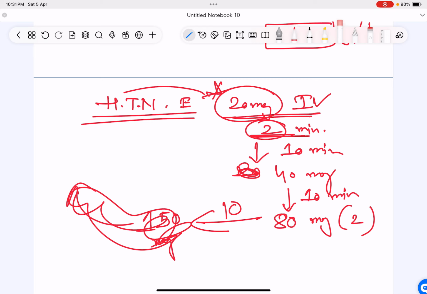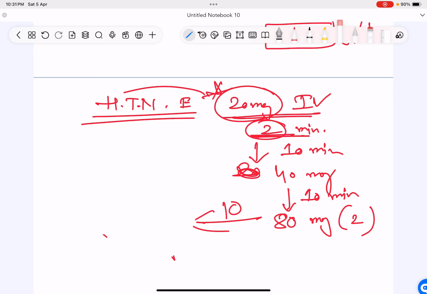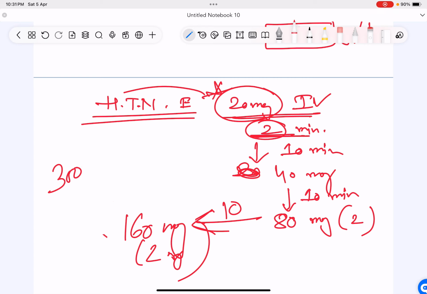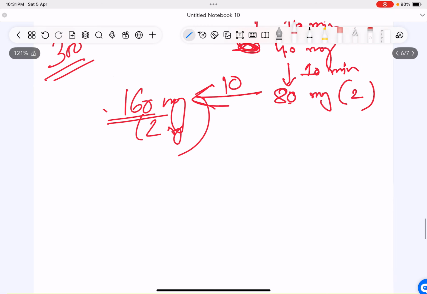Okay, sorry, you don't have to give more than that right now. The total dose has to be 300 mg, so after this you have to give one more dose of 160 mg over 2 minutes. Your total dose is 300 mg. So 20 plus 40 plus 80, 20 plus 40 is 60, 60 plus 80 is 140, 140 plus 160 is 300. Yes, so total dose is 300 mg. You can give a maximum total dose of 300 mg.